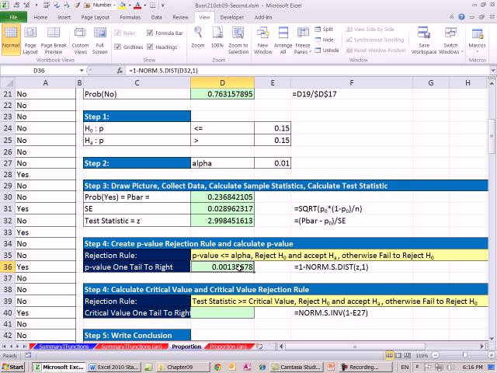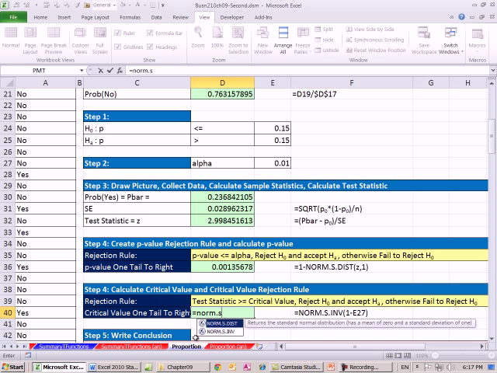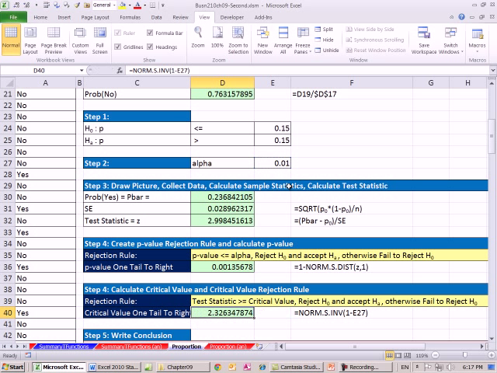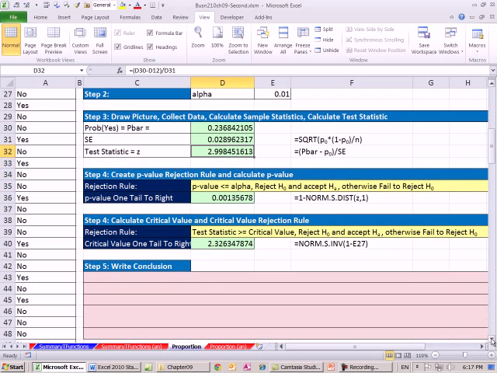So this value here is amazingly small, which means it gives us very strong evidence that we should reject the null and accept the alternative. We compare it directly up to here, and obviously much smaller. Our critical value rule, we're going to use the inverse. So norm.s.inv. And our probability, well, we're on the upper end, so we need to say 1 minus our alpha. Our critical value is 2.32. So comparing that, anytime our test statistic is greater than or equal to this, we reject the null and accept the alternative. So either way you go, we come to the same conclusion, as we said many times so far.